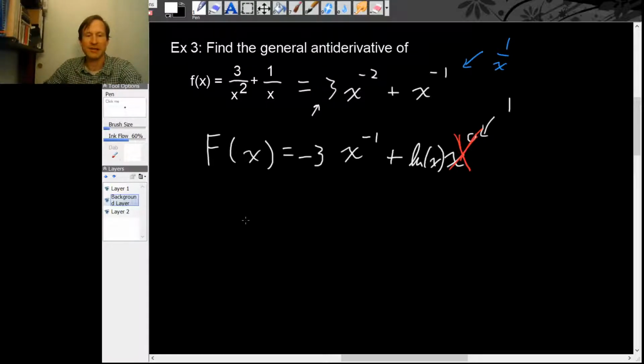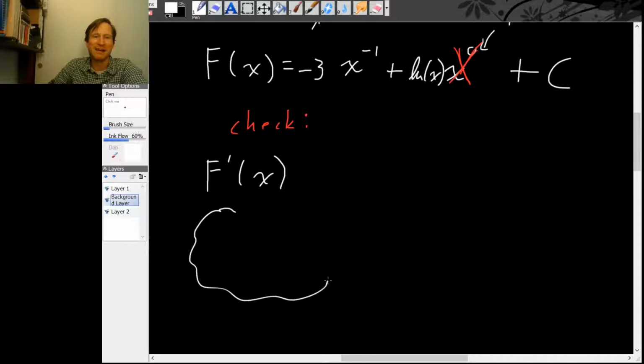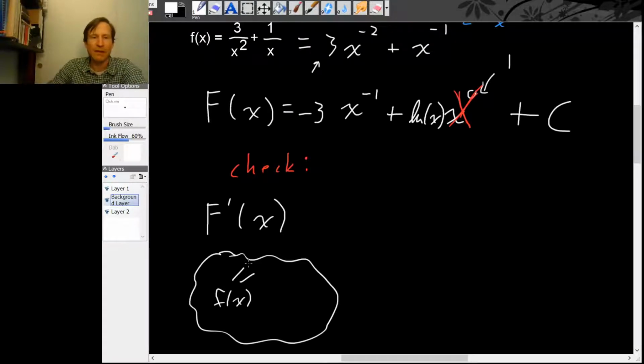Okay, so now that we have what seems like a decent guess for our antiderivative, let's check just to make sure. While we're at it, let's write our plus c, because we need our constant on the end. So let's check that this antiderivative is correct. And let's write down f prime. Remember, we're hoping that f prime turns out to be the original function f of x. Okay, so let's calculate a derivative.